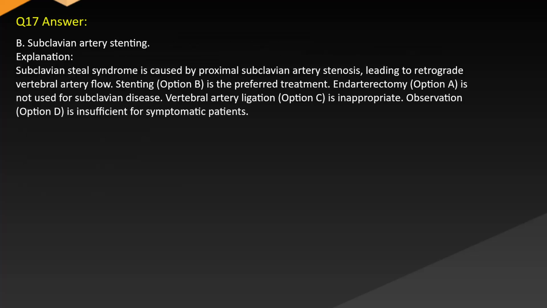Answer: B. Subclavian artery stenting. Explanation: subclavian steal syndrome is caused by proximal subclavian artery stenosis leading to retrograde vertebral artery flow. Stenting, option B, is the preferred treatment. Endarterectomy, option A, is not used for subclavian disease. Vertebral artery ligation, option C, is inappropriate. Observation, option D, is insufficient for symptomatic patients.